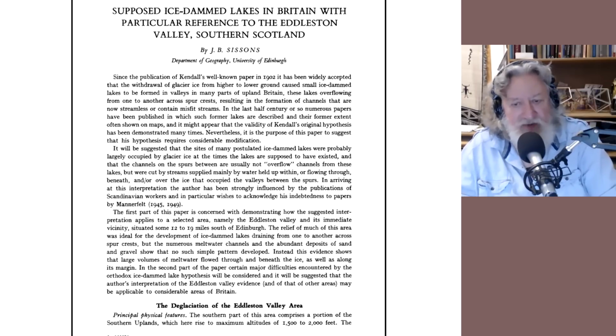The relief of much of this area was ideal for the development of ice-dammed lakes, draining from one to another across spur crests, but the numerous meltwater channels and the abundant deposits of sand and gravel show that no such simple pattern developed. Instead, this evidence shows that large volumes of meltwater flowed through and beneath the ice, as well as along its margins.